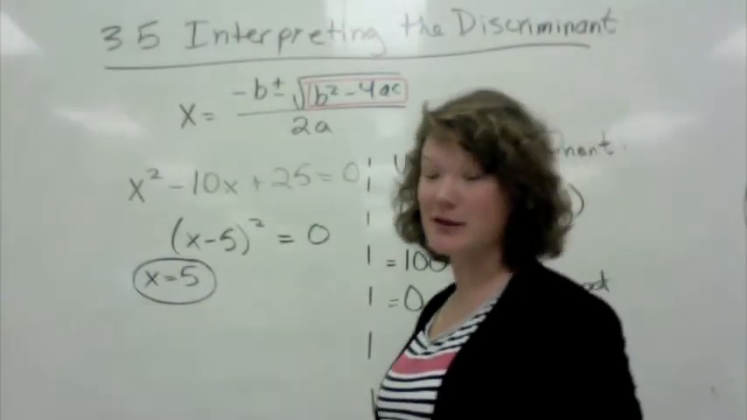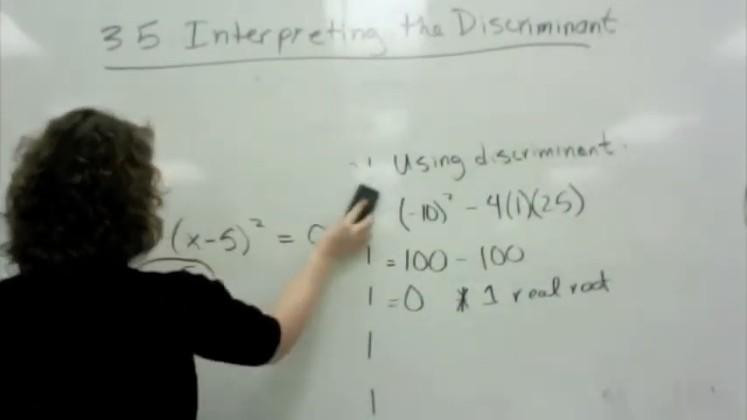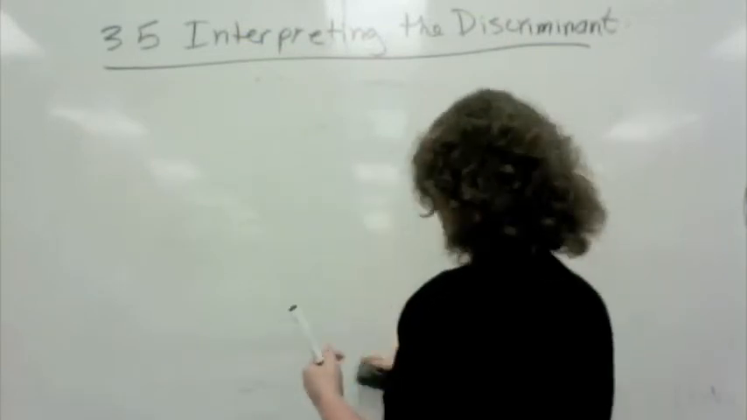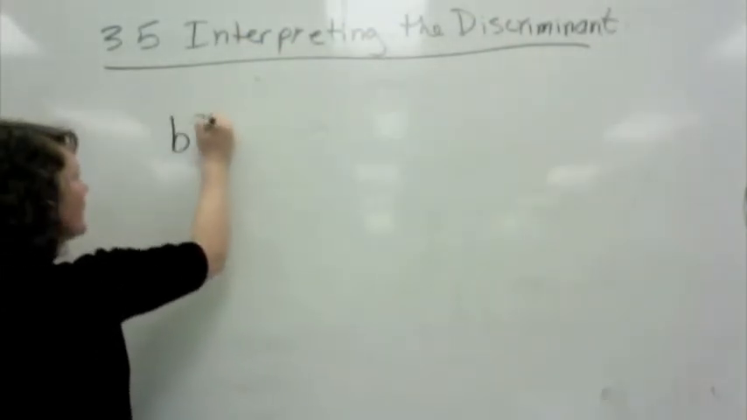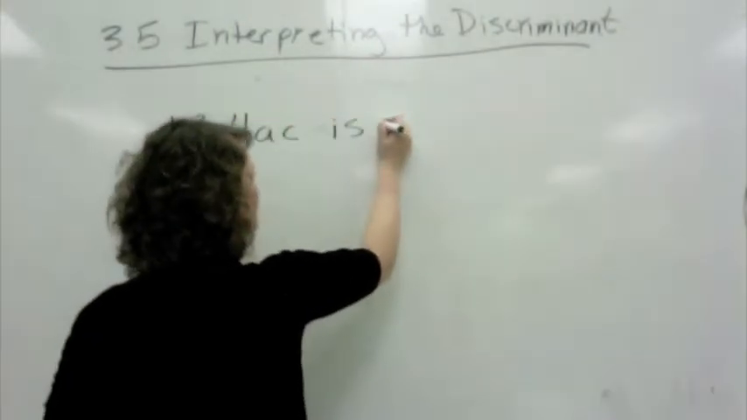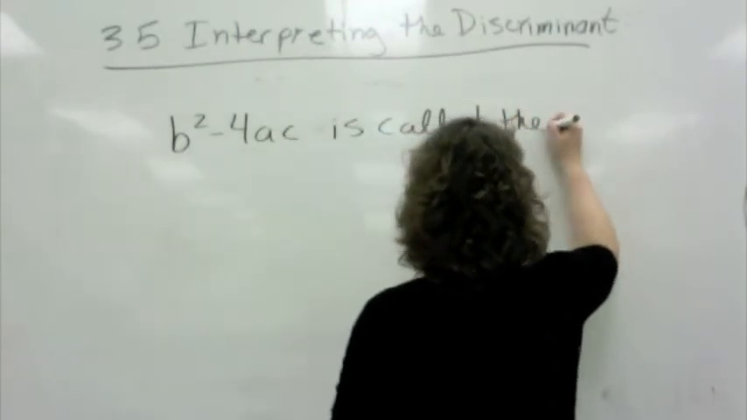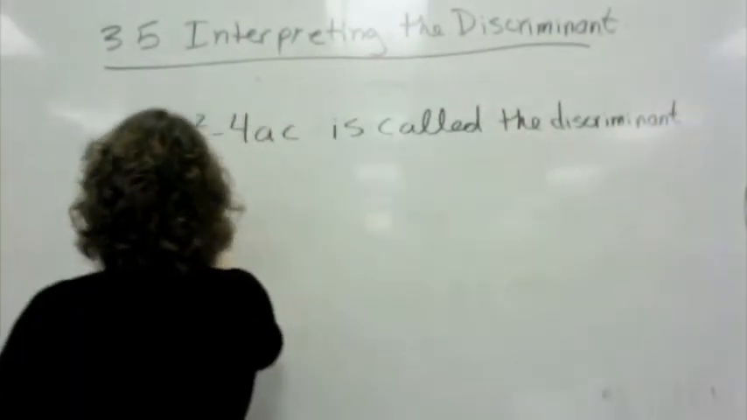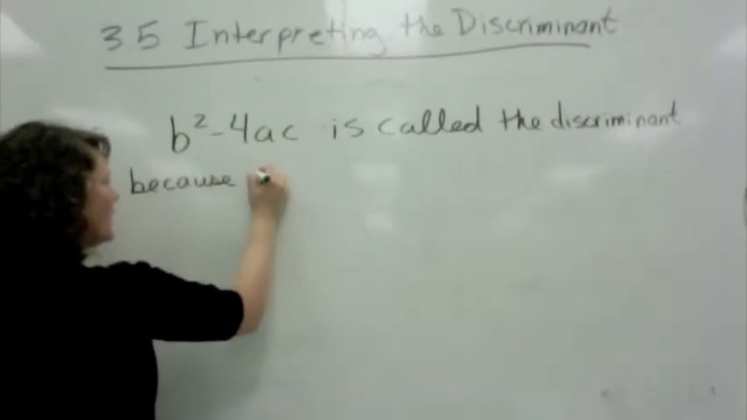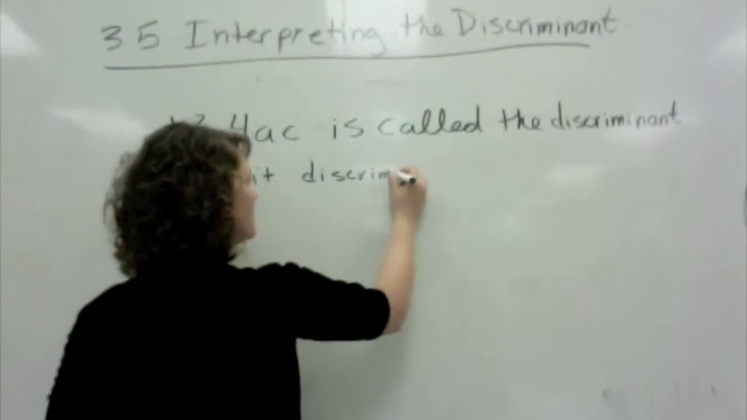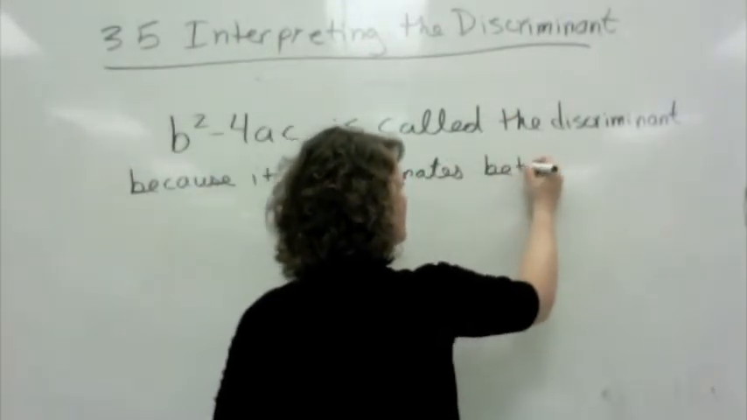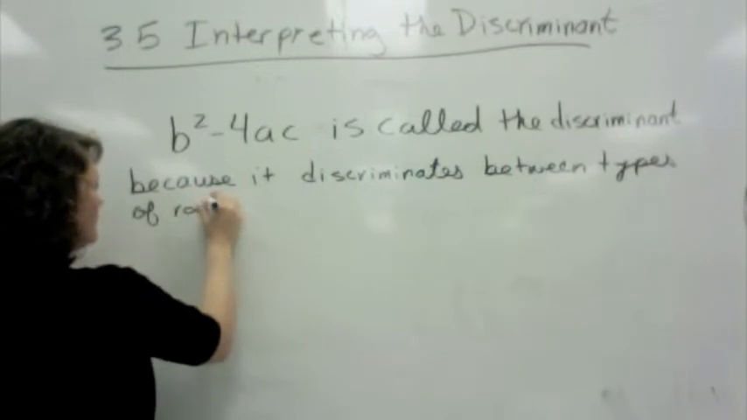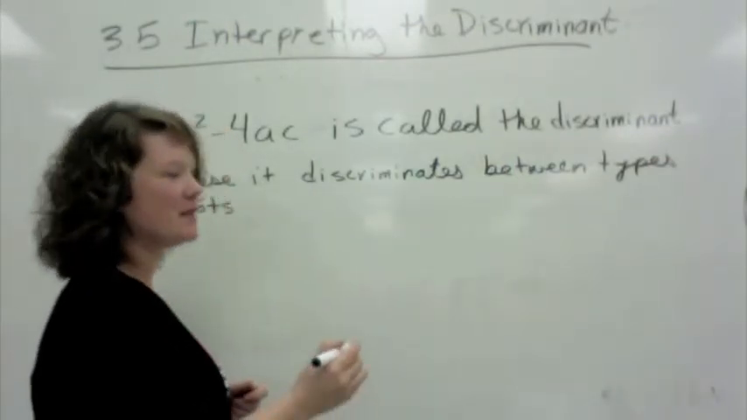All right, so let's take some summary notes on that. b squared minus 4ac is called the discriminant because it discriminates between types of roots or solutions. Whenever I say roots, I also mean solutions.